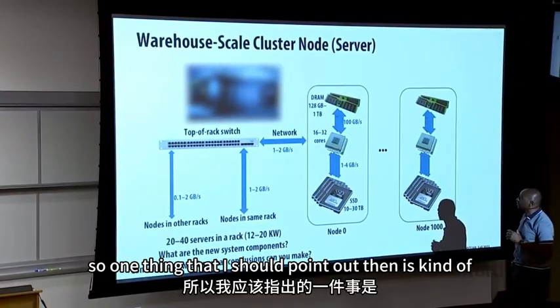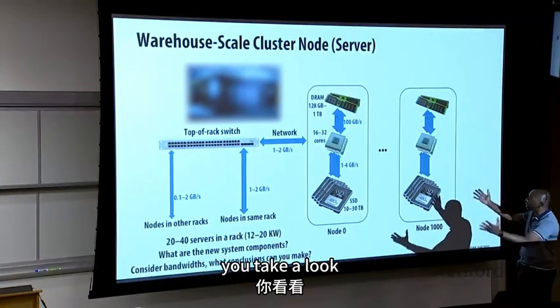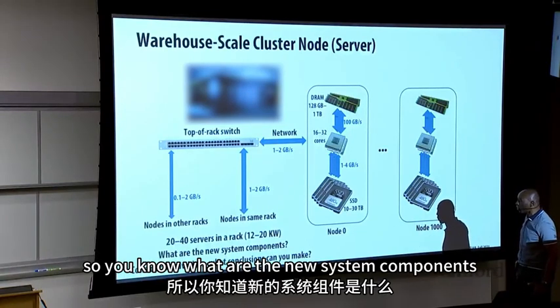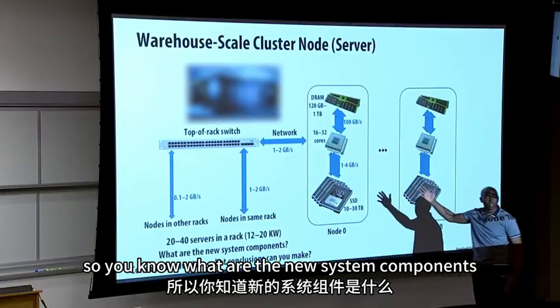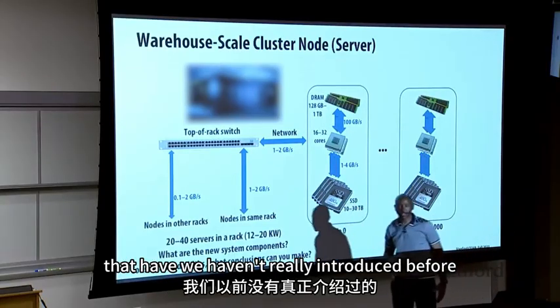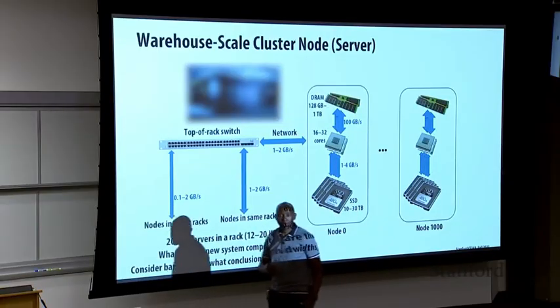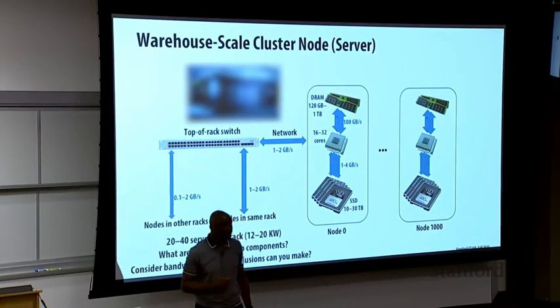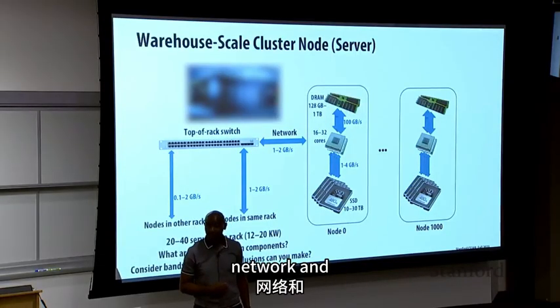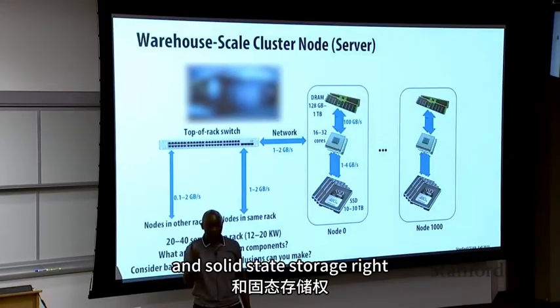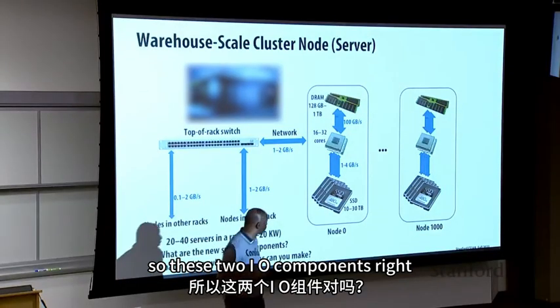So one thing that I should point out then is, you take a look at this picture. So, what are the new system components that we've mentioned that we haven't really introduced before? Yeah? Network and? Solid state. And solid state storage, right? So these two I/O components, right?